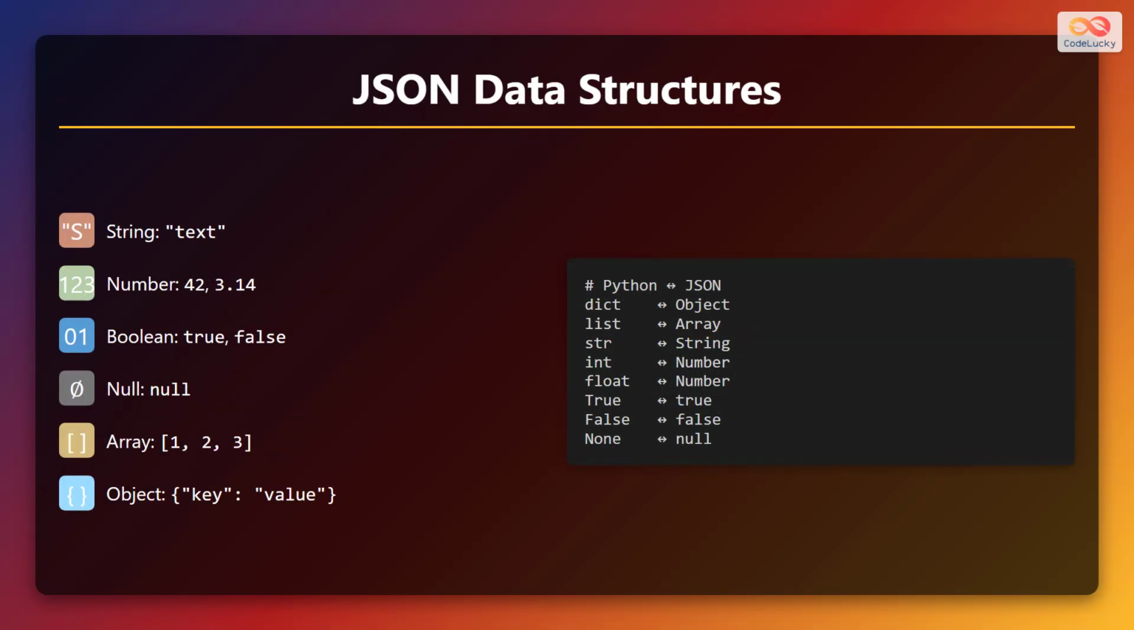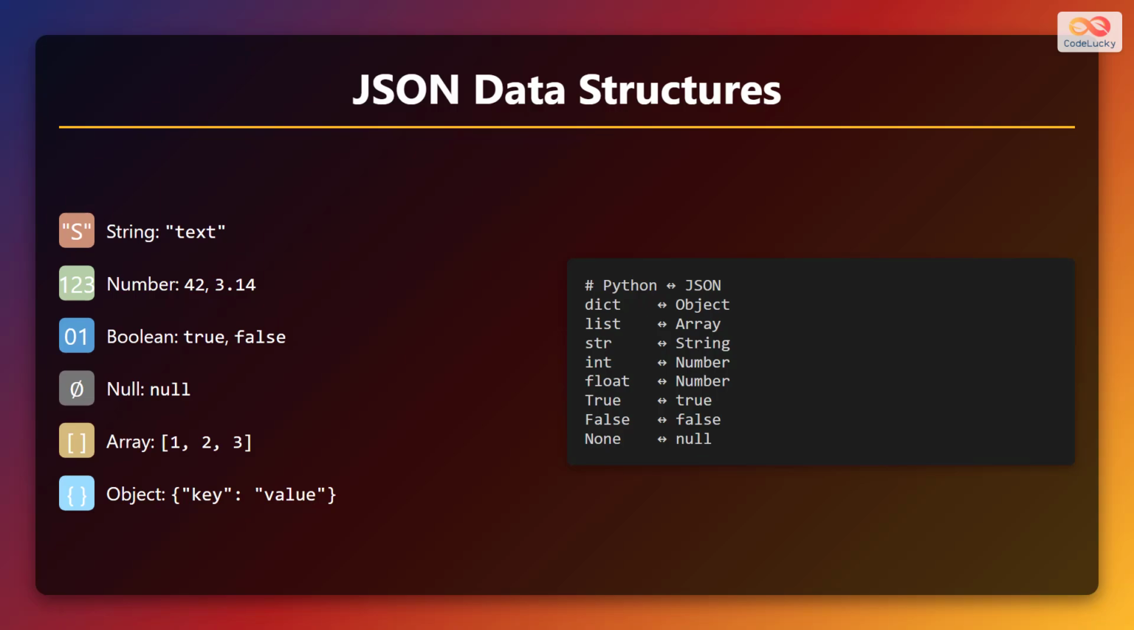Now let's discuss the different data structures that are supported in JSON. A string is a sequence of characters enclosed in double quotes, such as "text". A number can be an integer or a floating point number, like 42 or 3.14. A Boolean value can be either true or false. Null represents the absence of a value.